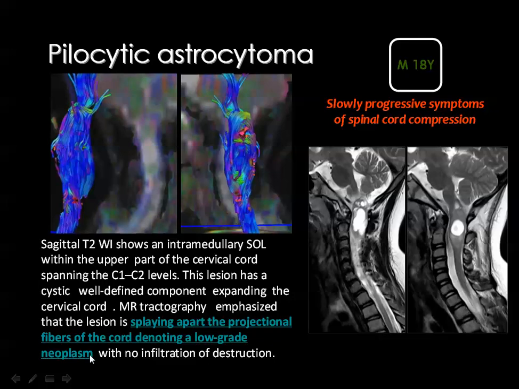Then if you look here, this is a lesion inside the substance of the spinal cord in the T2 weighted image, and it is cystic, and it is a pilocytic astrocytoma. Based on the tractography images, this lesion is seen splaying apart the fibers of the spinal cord, denoting a low-grade neoplasm or pilocytic astrocytoma with no evidence of infiltration of the fibers or destruction.